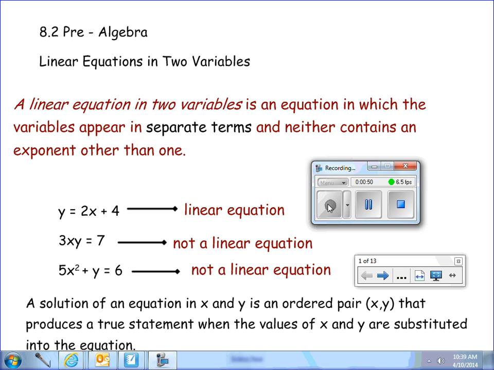A solution of an equation in x and y is an ordered pair that produces a true statement when the values of x and y are substituted into the equation.